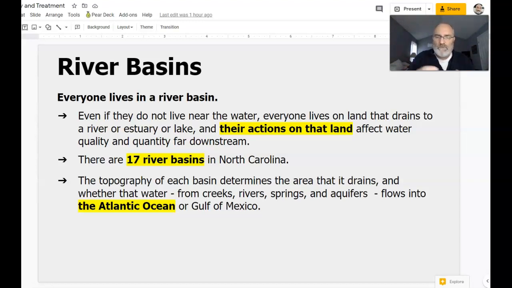So we have to be really careful and deliberate about what we're doing simply so that we don't pollute our water systems. Here in North Carolina, there are 17 different river basins. So there are 17 areas of land that drain into different rivers and river systems. And depending on our topography, which means the elevation of our land, some of those rivers drain into the Gulf of Mexico and others drain into the Atlantic Ocean. It's kind of neat, right? To think about the fact that depending on where you live, the water that lands near you is either going to end up in the Atlantic or the Gulf of Mexico.